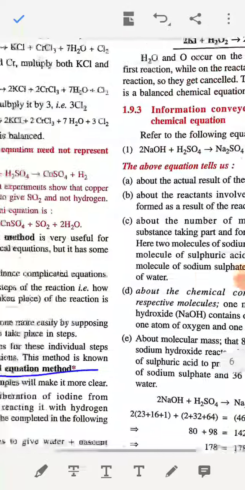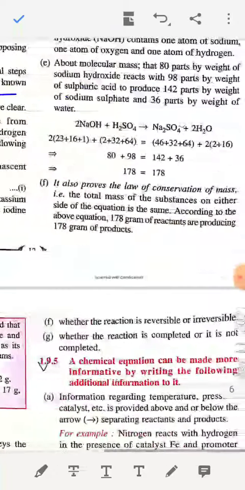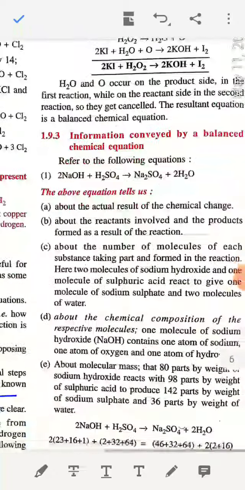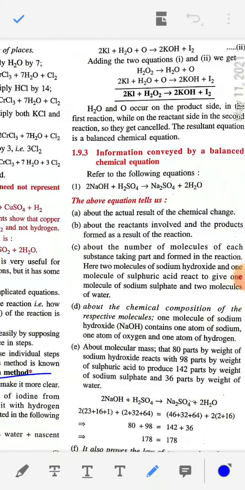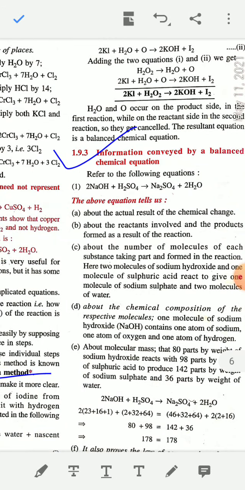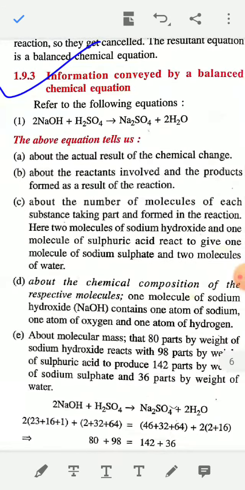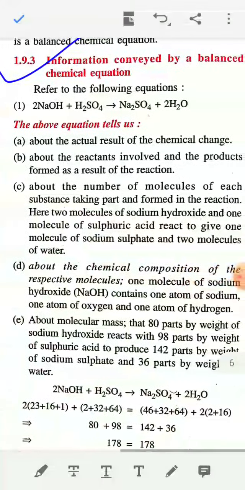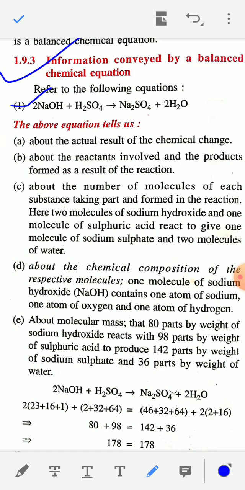Now see what information is conveyed by a balanced chemical equation. Here one balanced chemical equation is given: 2NaOH + H2SO4 → Na2SO4 + 2H2O. So the above equation tells us about the actual result of chemical change, about the reactants involved and the products formed as a result of the reaction.